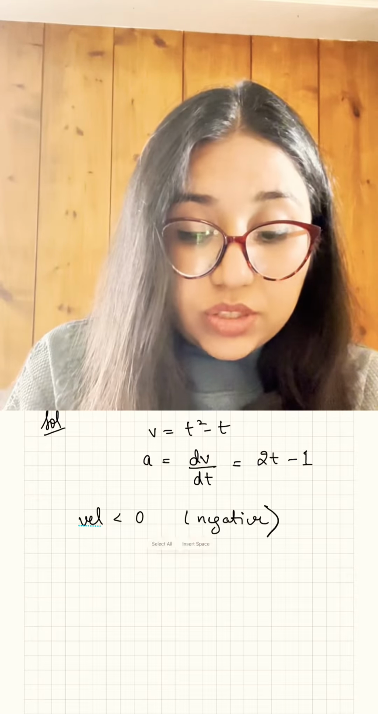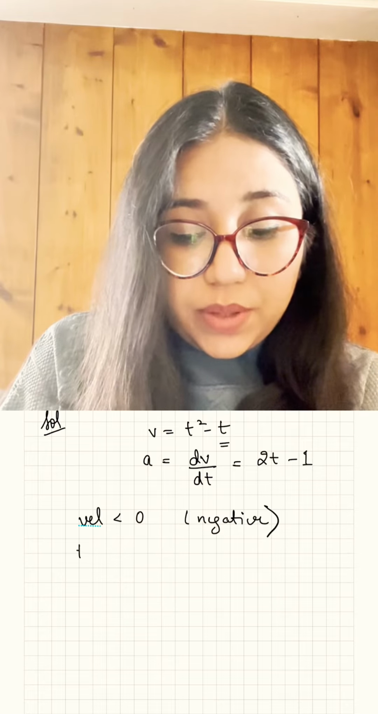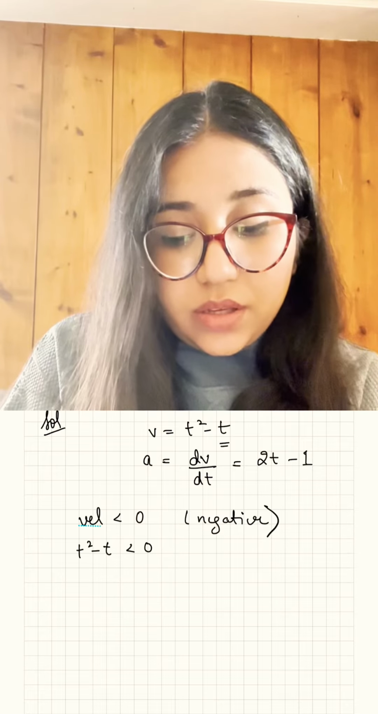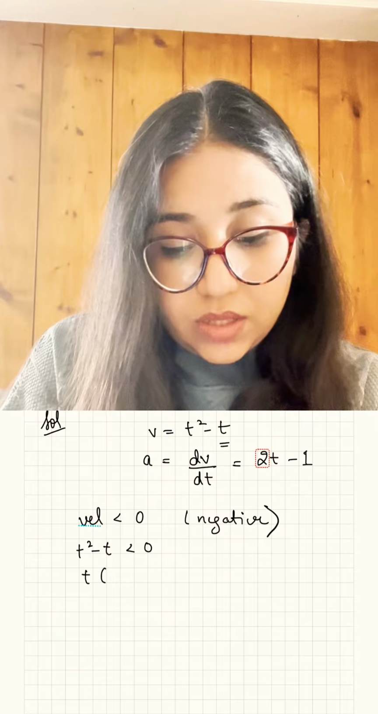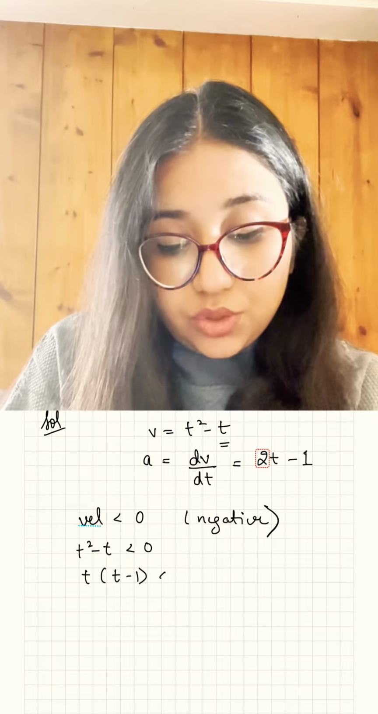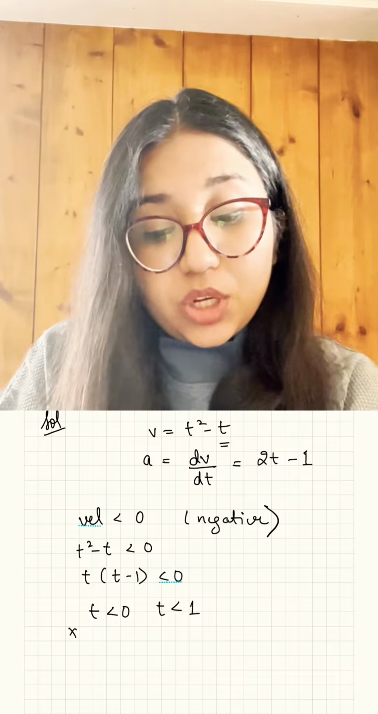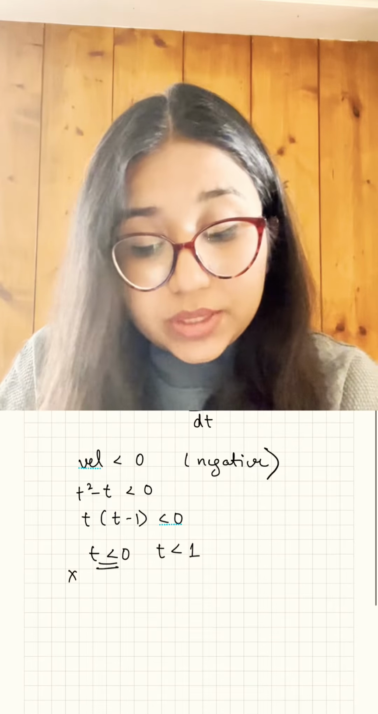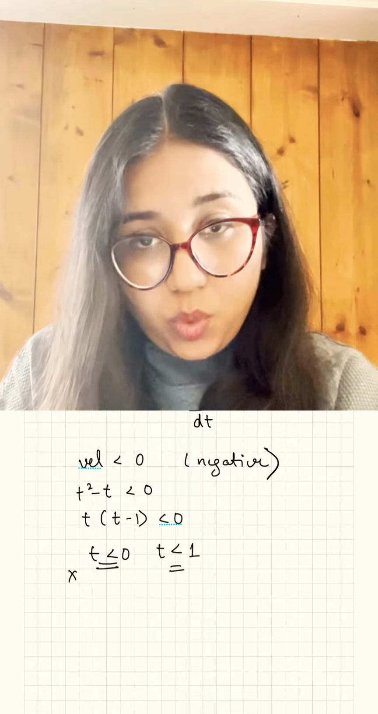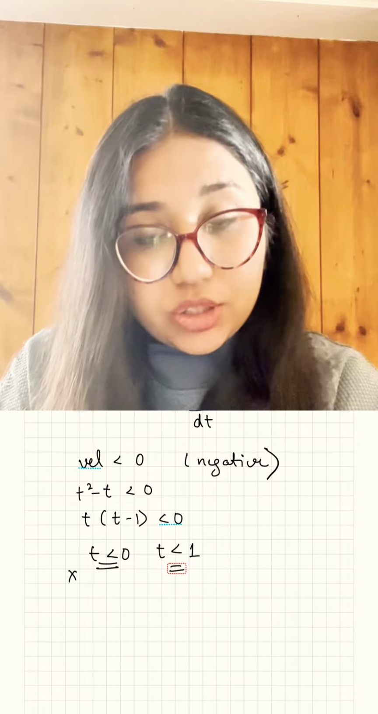So velocity is t square minus t, which is less than 0. Take t common, and it is t times (t minus 1), which is less than 0. So first is t less than 0 and t less than 1. This is not possible because here the time is negative, which is not possible. So t should be less than 1. In that range, velocity is negative.